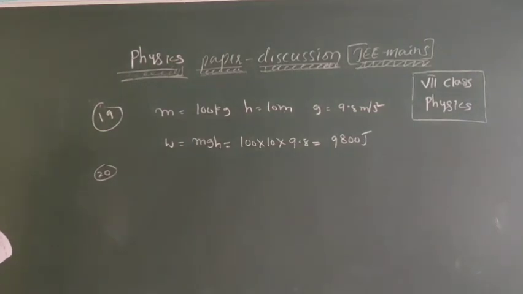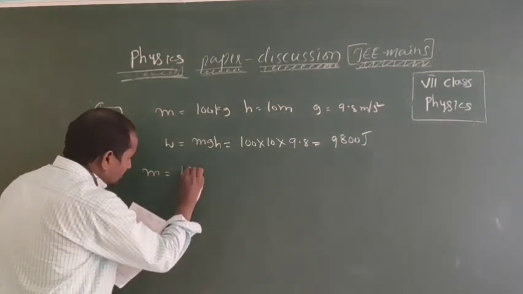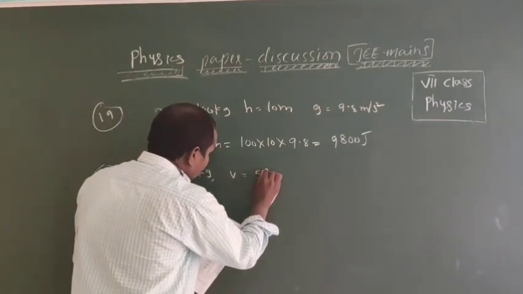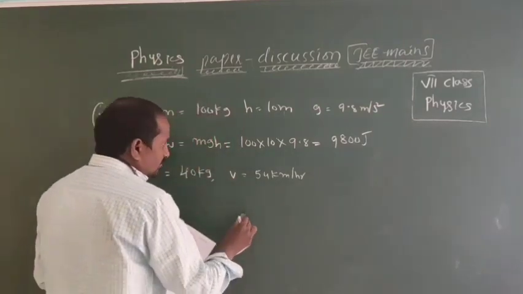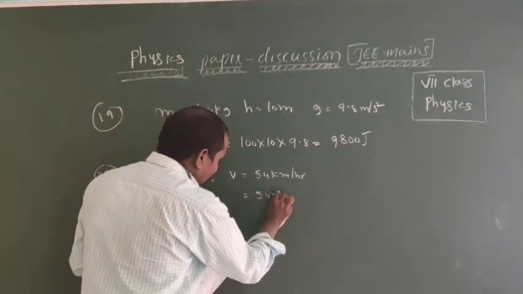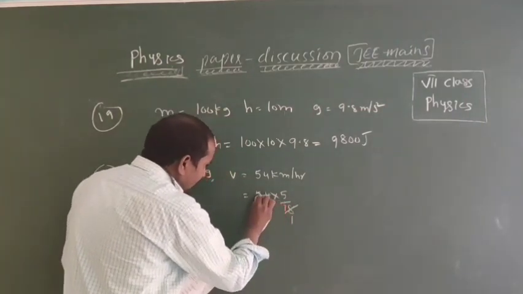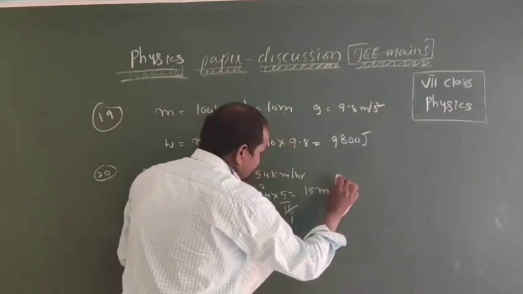Next, 20. A car is moving with a uniform velocity 54 km per hour. What is the kinetic energy of the body of mass 40 kg? So a body of mass m is given, that equal to 40 kg, and the velocity v is given, that equal to 54 km per hour. This value change into meter per second, that equal to 54 into 5 by 18. 18 threes are 54, that equal to 15 meter per second.